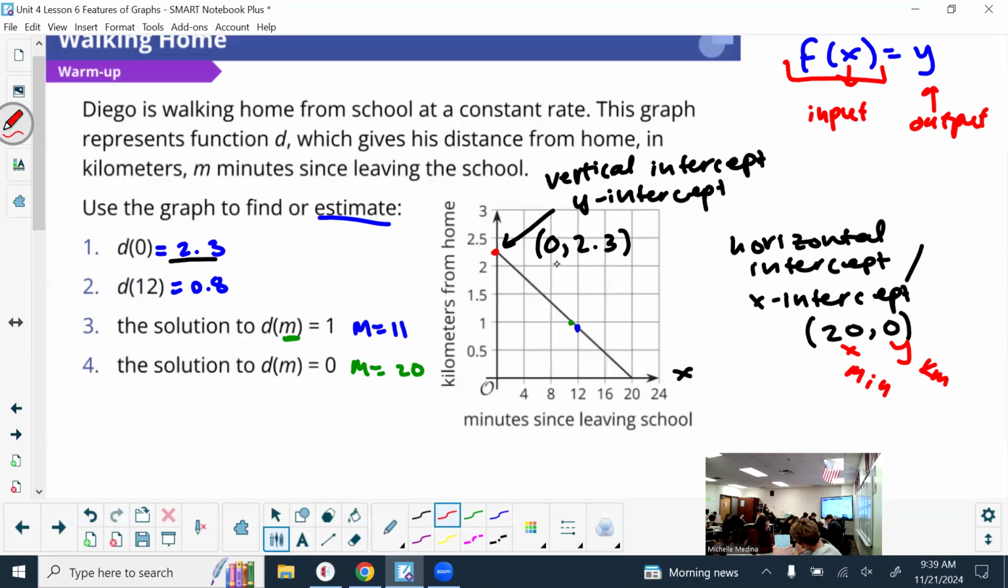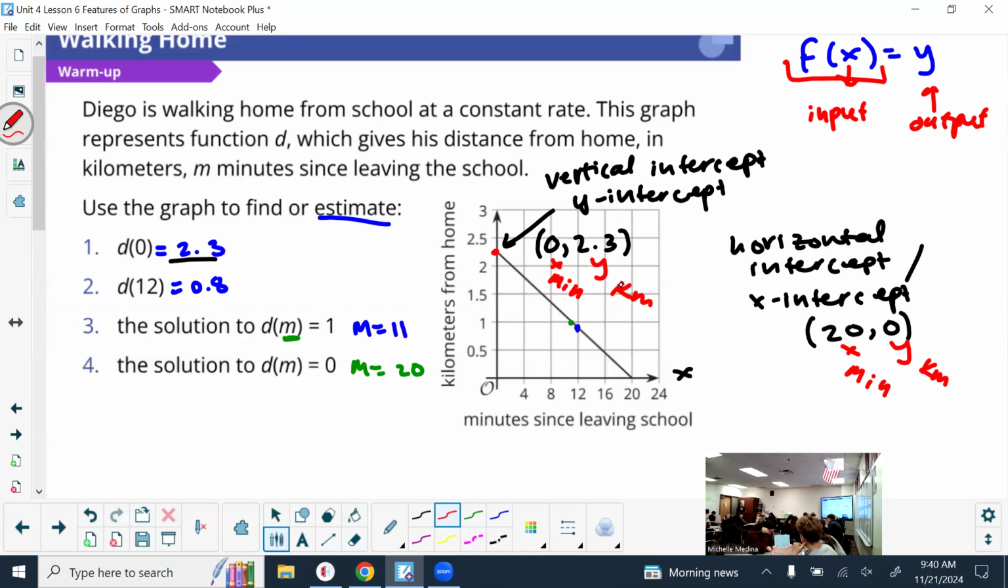So by definition, and I'm trying to get you guys to say this back to me, but I still think you guys aren't memorizing it yet. By definition, your y-intercept is whenever x is 0. X was minutes since leaving school. So at 0 minutes, Diego is 2.3 kilometers away from school. Or from home, rather. All right? Or I guess it's backwards. I have a situation backwards. He's going from school to home. Okay.